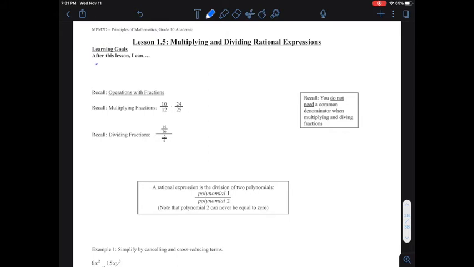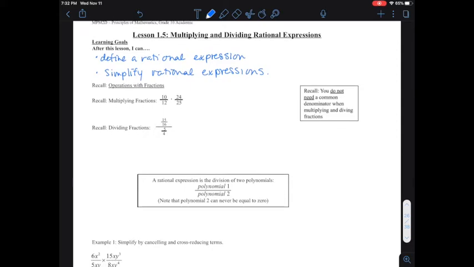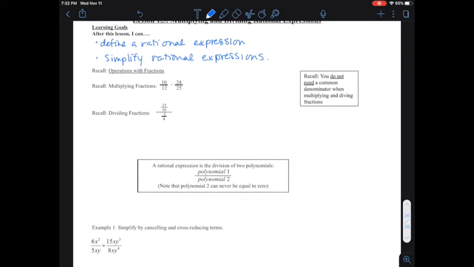Two things you're going to learn this lesson. One is learning how to define a rational expression. And the second thing is how to simplify rational expressions. I'm going to give you a rational expression and ask you to do the operation, which is either multiplying or dividing. So in order to do that, let's recall some operations with fractions.